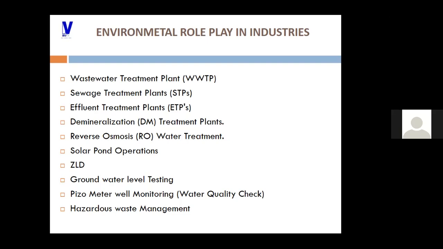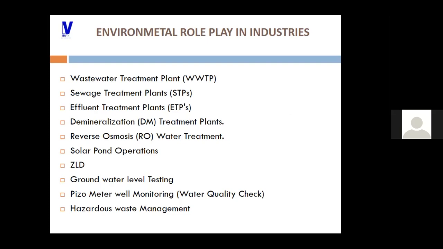ZLD should be implemented in all the dyeing textile region units like Tirupur, Karur, in those areas. It is mandatory for all the textile industries. And groundwater level testing, piezometer well monitoring, groundwater level testing and piezo monitoring, these all come under Tier 1 and core industries.